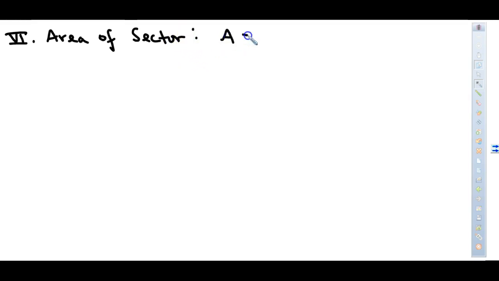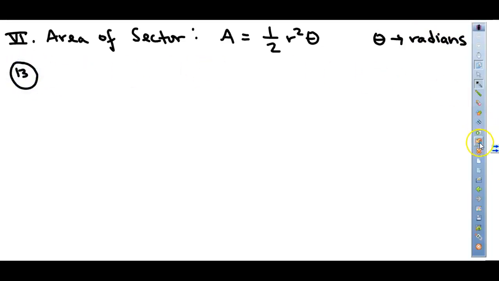Okay, that formula is area is equal to 1/2 r squared theta. And again, theta has to be in radians. So let's say that you wanted to find the area of a sector.